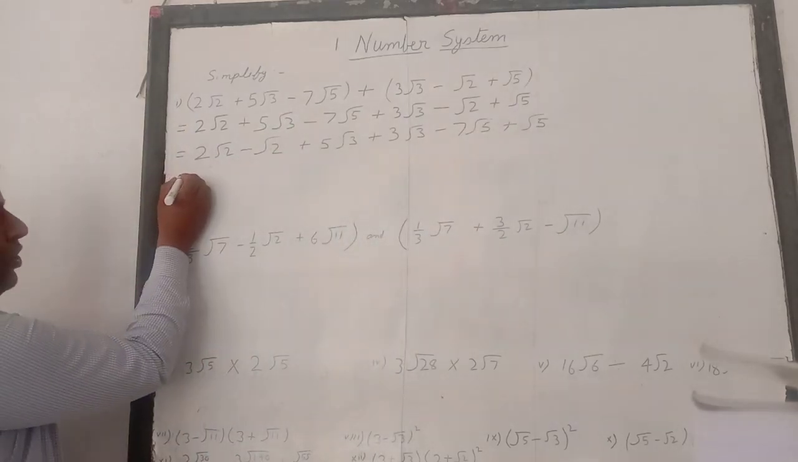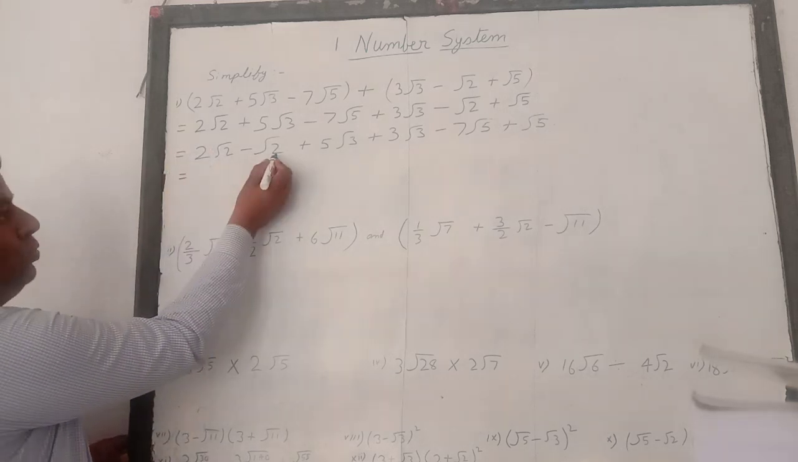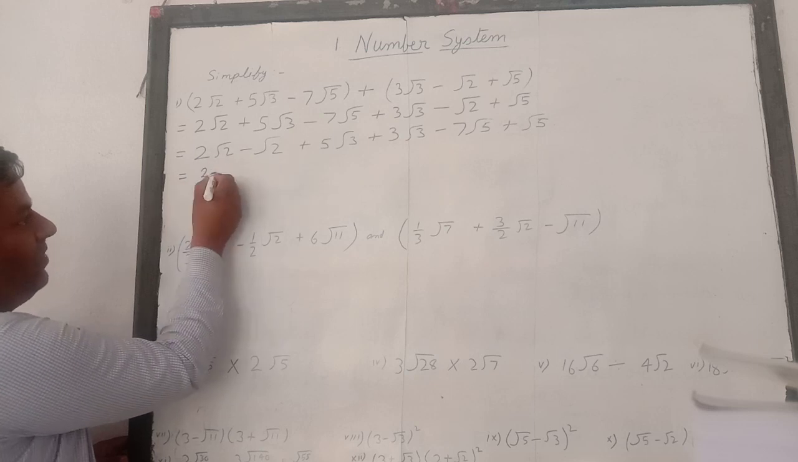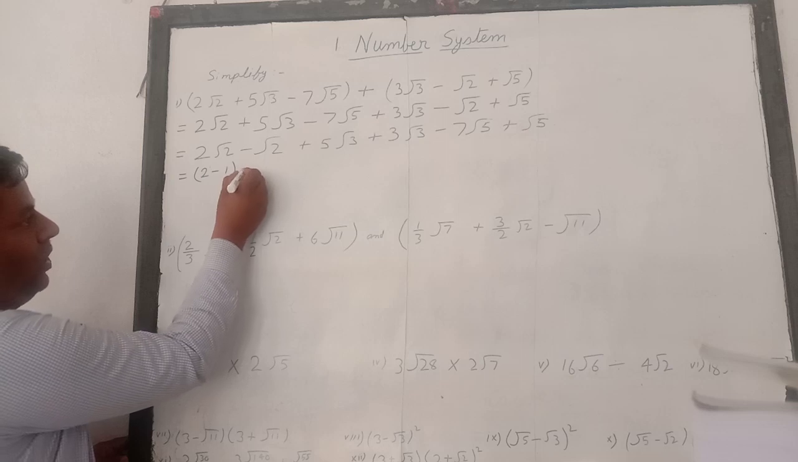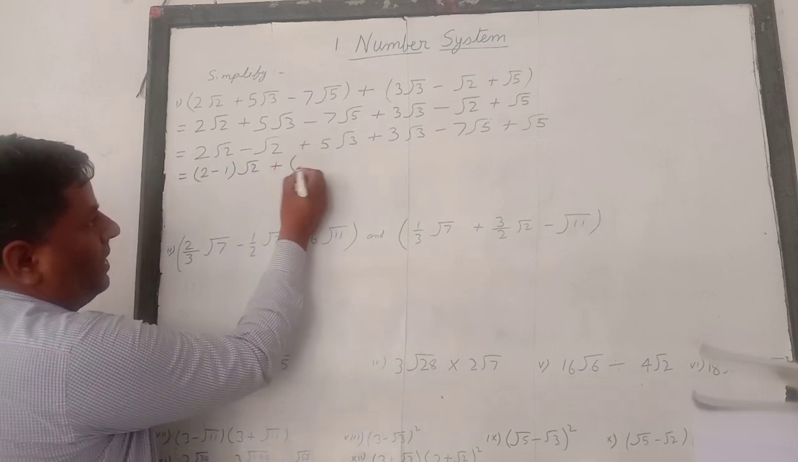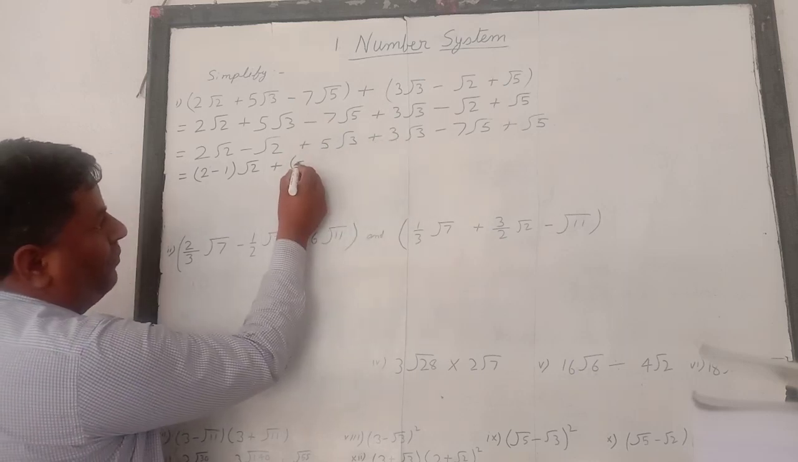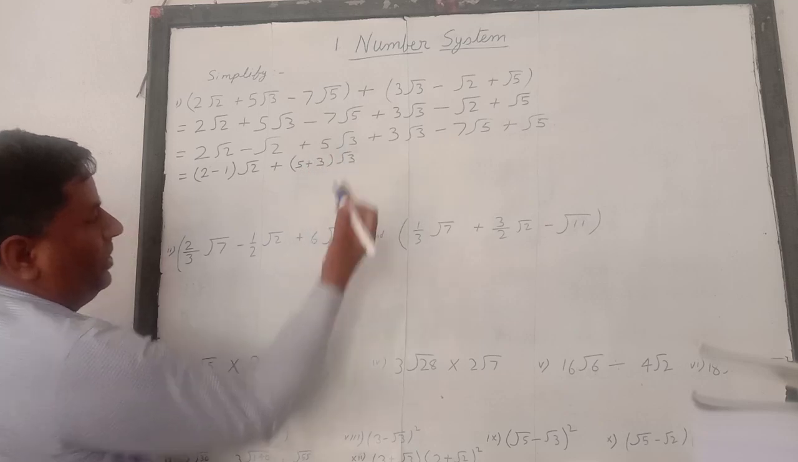Then next we have to add the coefficients of the roots. So here we have root 2, they are like terms. So we have to add the coefficients. The first is 2, and the second is minus 1. So we have to add here (2 minus 1) into root 2. Plus, in the second bracket, here the coefficient is 5, here the coefficient is 3. So we have (5 plus 3) into root 3.